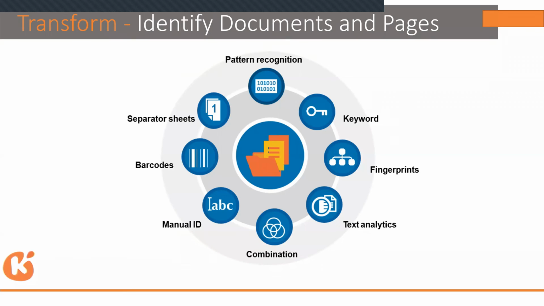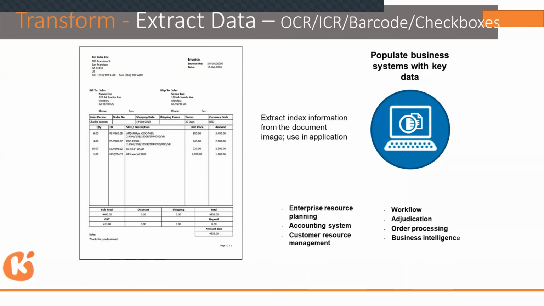Now we can transform the data. We have already discussed the identification techniques, like pattern recognition, fingerprinting, keywords, barcodes and separator sheets. So we will identify the data based on the several Datacap identification techniques. And here we can extract the data from the document using the OCR engine, or ICR, barcode, OMR, locating data, fingerprinting, or something else.